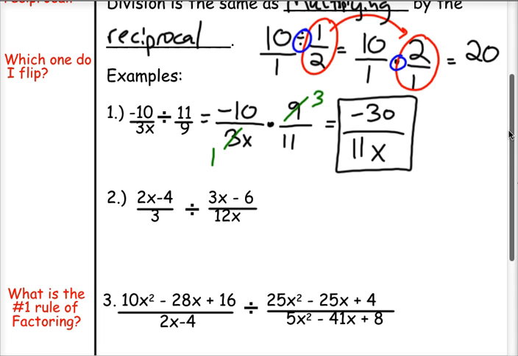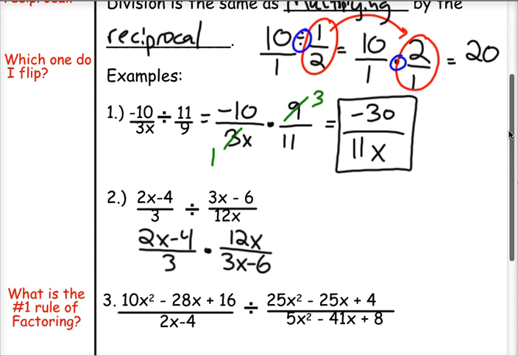All right, looking at our next one, again, always, before you do anything, you are going to rewrite the problem. So 2x minus 4 divided by 3 multiplied by the reciprocal of that second one. Again, I always want that being your first step. Rewrite the problem.